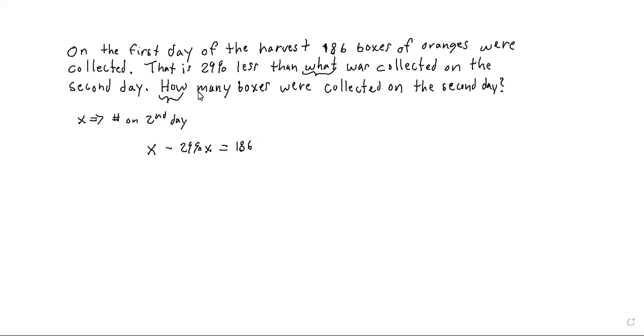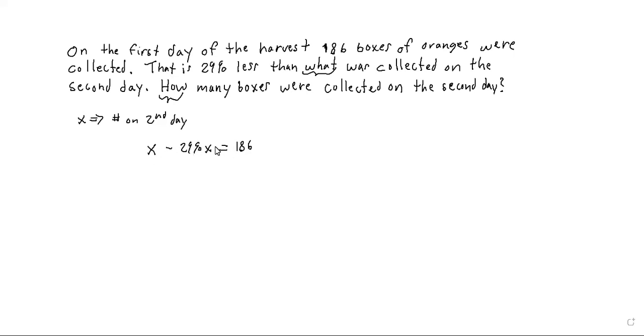Okay. So you have to look at that less than part, right? We're saying 29% less than what? Less than the number of boxes that were collected the second day. So we let X represent the number of boxes that were collected the second day. We subtract, this is the less part, 29% of that, and they say that's what 186 equals. So now we have our equation. We have translated our word problem to an equation. Now we can go ahead and solve.